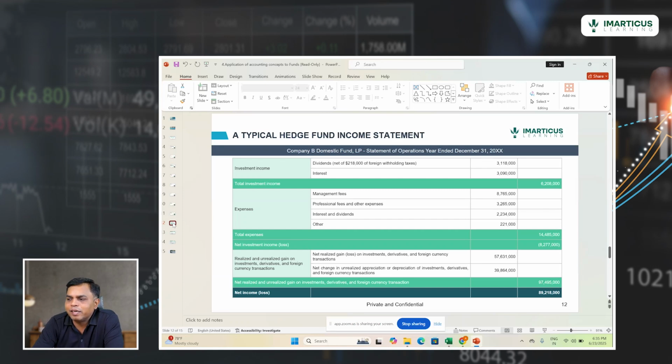Now, once these accounts are prepared and the income statement is prepared, this is how a typical statement of a hedge fund will look. So, you have investment incomes, which is again your profits. From that, the expenses will be debited. From the total income, the total expenses will be debited, and finally, it will show a net income or a loss depending on how much it is.